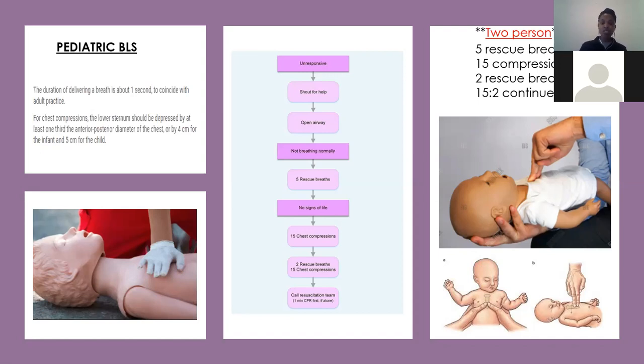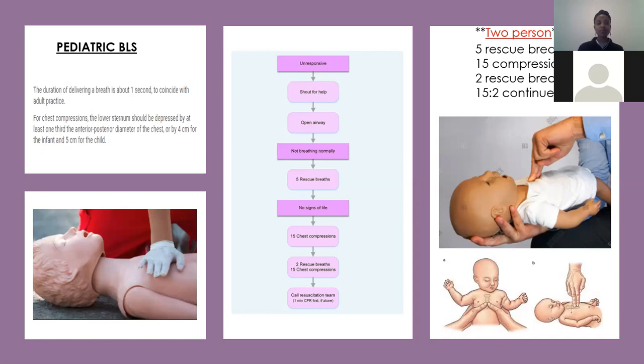You put in the 5 rescue breaths, and then you immediately start your 15 chest compressions. Now, if you're 2 people, then it becomes a 15-2 ratio. If you are alone with a pediatric patient, you have to do the 30-2.